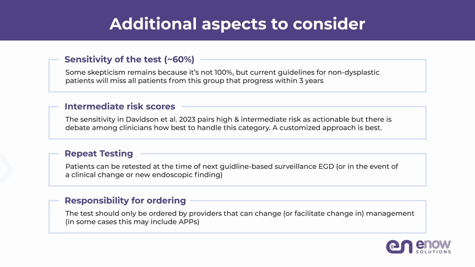The other question comes about repeat testing. As we showed in the initial validation study, this was a 5-year risk prediction model. So patients can be retested at the next guideline-based surveillance endoscopy, or in the event of clinical or new endoscopic findings. If we find that the patient's Barrett segment length has changed, or symptomatically they have changed, or you see some nodularity or something that's progressed, and despite EMR everything comes back non-dysplastic, this definitely helps us risk stratify the patient to make sure that the risk score has not changed.